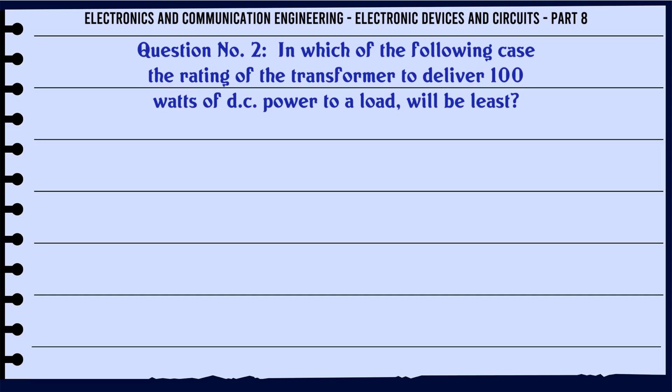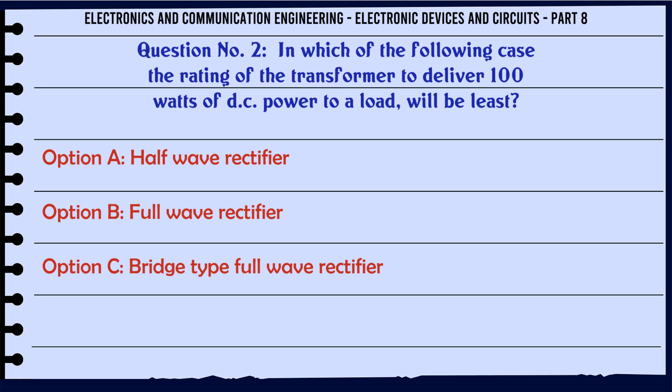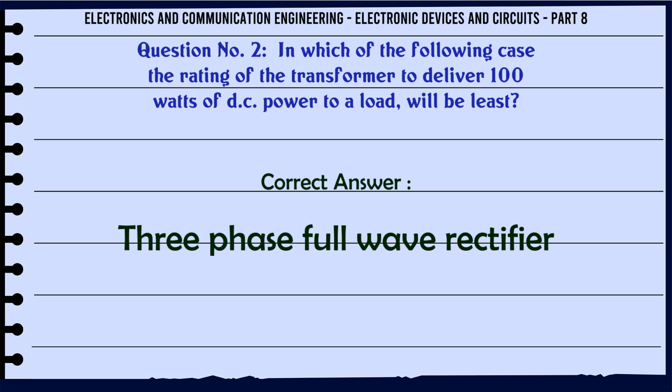In which of the following cases will the rating of the transformer to deliver 100 watts of DC power to a load be least? A. Half-wave rectifier. B. Full-wave rectifier. C. Bridge-type full-wave rectifier. D. Three-phase full-wave rectifier. The correct answer is three-phase full-wave rectifier.